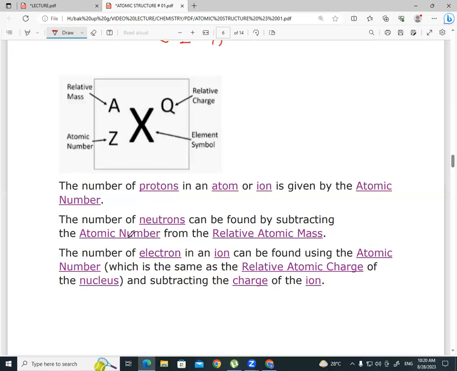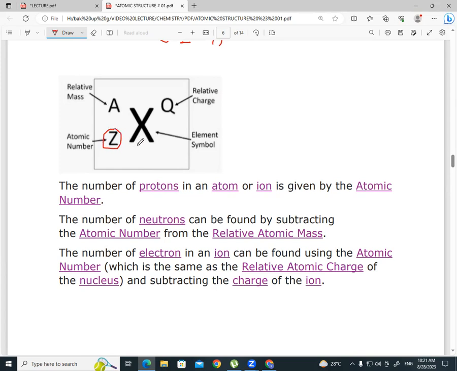Next one, how can we find out the number of protons, electrons, and neutrons if it is not an atom but a charged particle, which is called an ion? So see the criteria here. This is the symbol of an imaginary element. Its mass number is shown by A, its atomic number by Z, and Q shows its relative charge. We know very well that the number of protons in an atom or ion is given by the atomic number. So this will be the atomic number, or the proton number of that element.